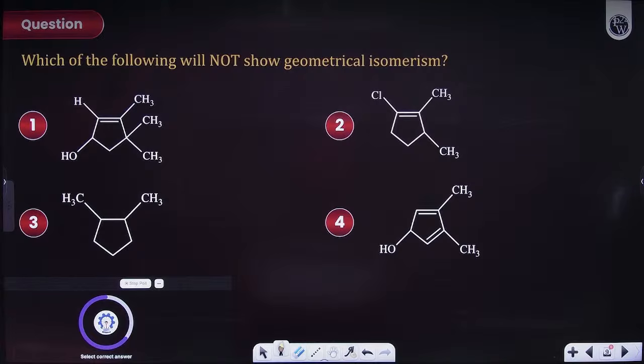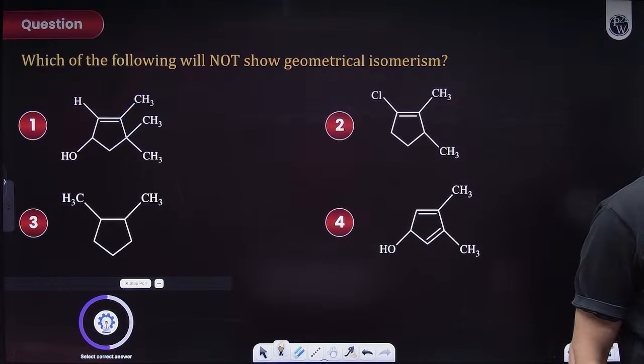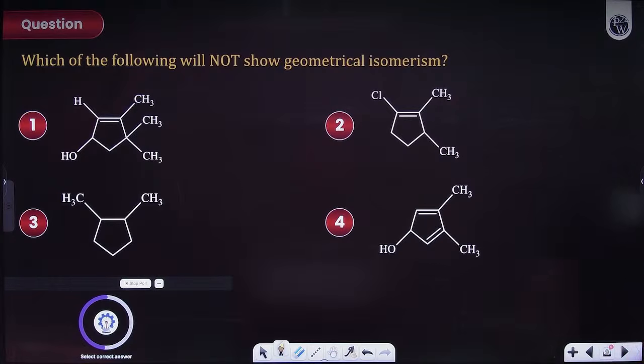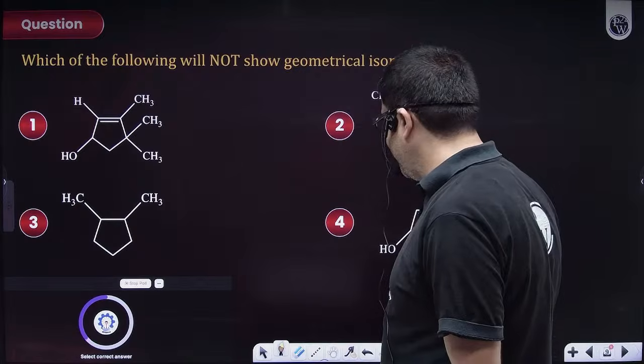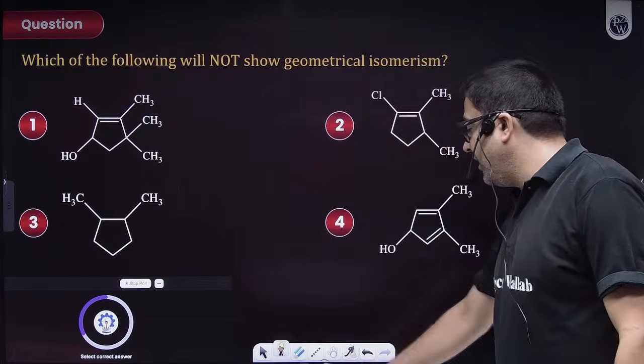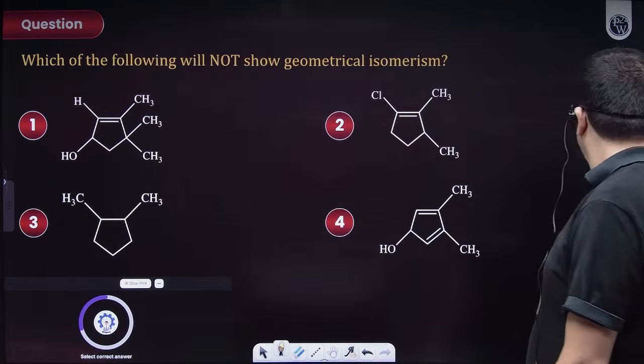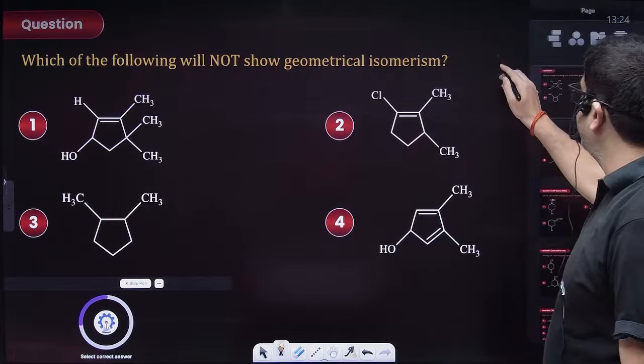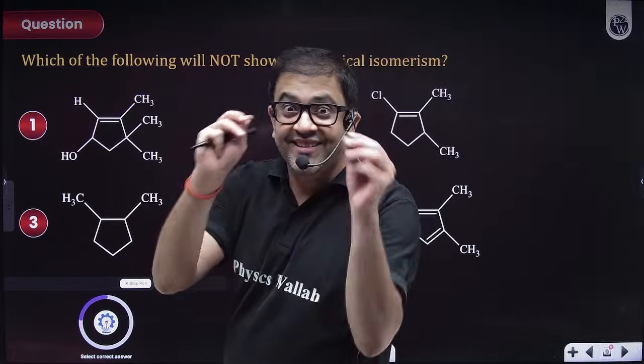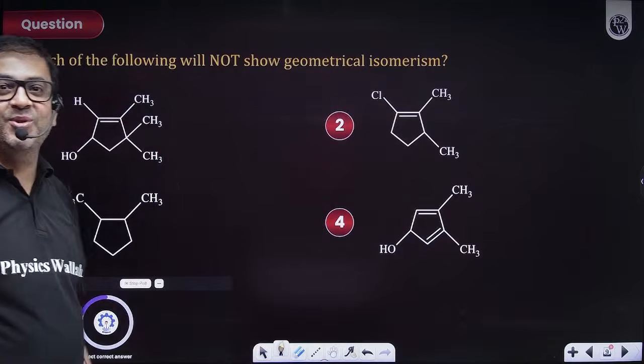If two compounds have the same molecular formula, the same structural formula, but different three-dimensional orientations, and why? Because of a restricted center. Then those isomers are geometrical isomers. I hope at least you have written the question. I mean, drawn the structures. Let us explore them together.